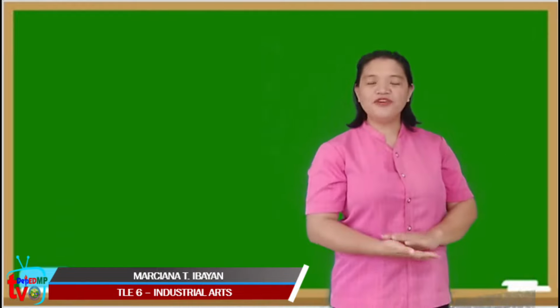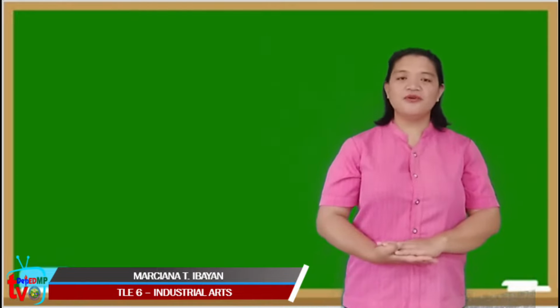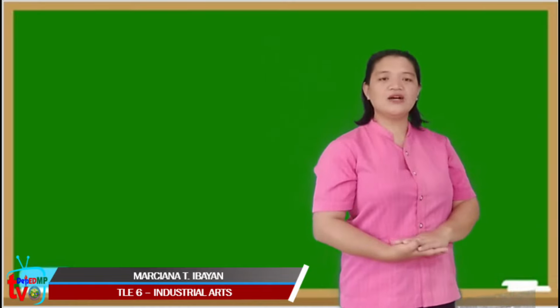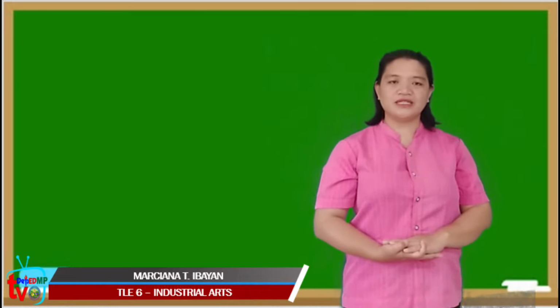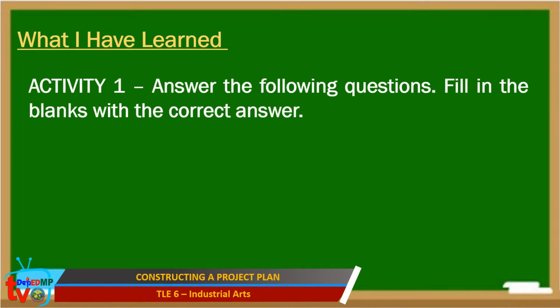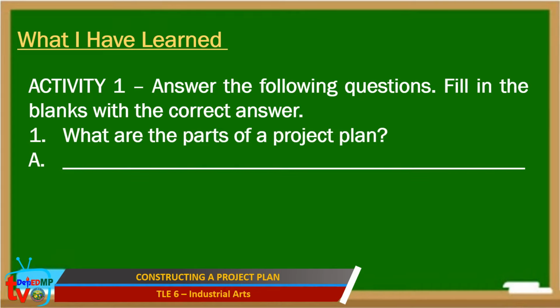Awesome! You have finished the 2 activities. For those with mistakes, review your answers and discussions. Let us now check what you have learned. Work on the 2 activities. For activity 1, answer the following questions. Fill in the blanks with the correct answer. Number 1, what are the parts of a project plan? We have 4 parts.